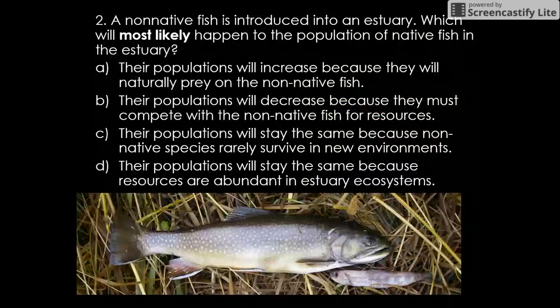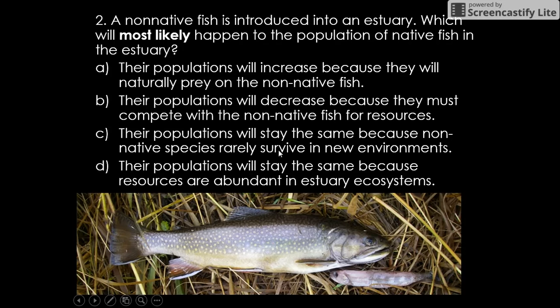Bad news. Okay. A non-native fish is introduced into an estuary, which is just a stream. If it's non-native, it is not from there. What will most likely happen to the population of native fish, so the fish that are from there? A, the native fish will increase because they will prey on the non-native fish. B, the native fish populations will decrease because they must now compete with the non-native fish for resources.